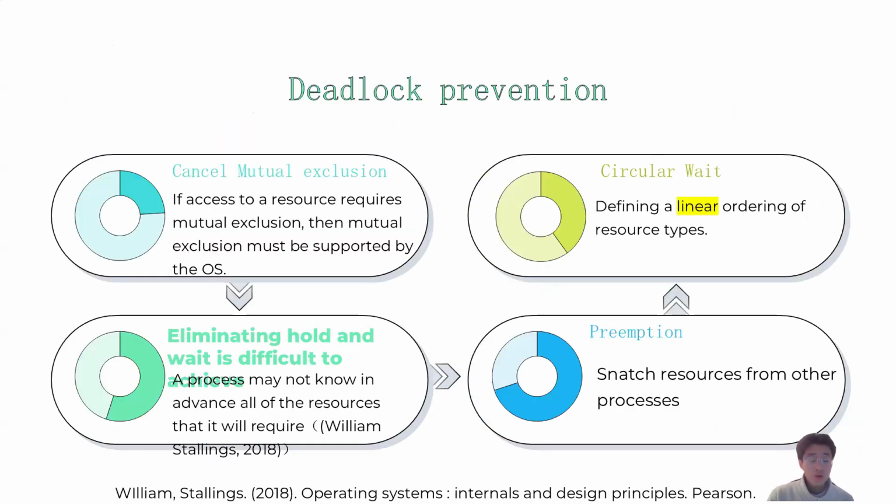About how to prevent deadlock. The first method is deadlock prevention, with 4 approaches. The first is eliminating mutual exclusion, which maybe is not easy to achieve. The next one is eliminating hold and wait, which is also very difficult. The third one is eliminating no preemption, and finally circular wait. So these 4 methods can sometimes prevent deadlock.